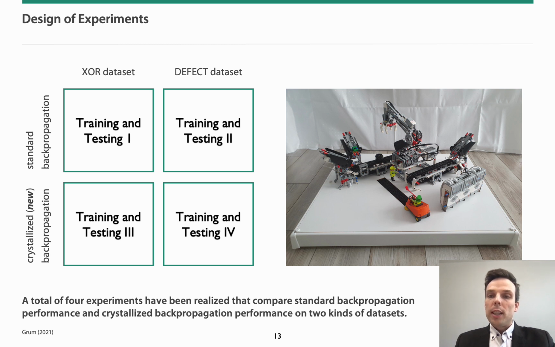Two experiments faced the initial ANN with an XOR-similar dataset. The latter has random noise on the second input channel, as if it had a defect sensor. It's therefore called the defect dataset. You can see this in the second column. So the ANN here is challenged by a disturbance factor.